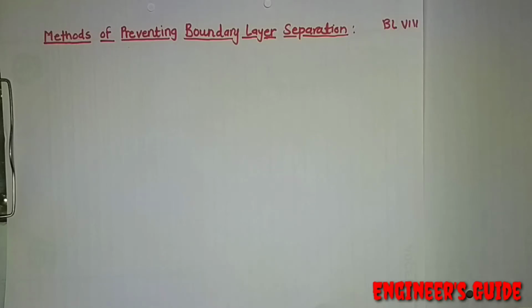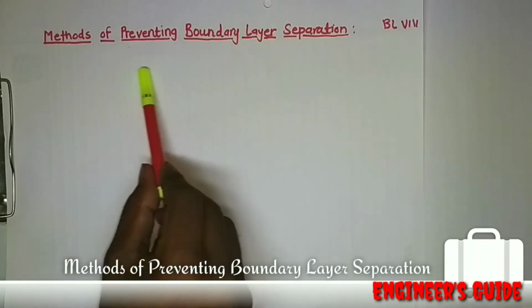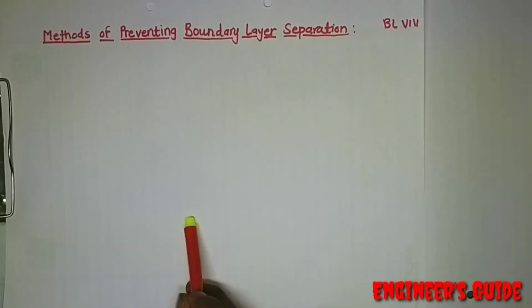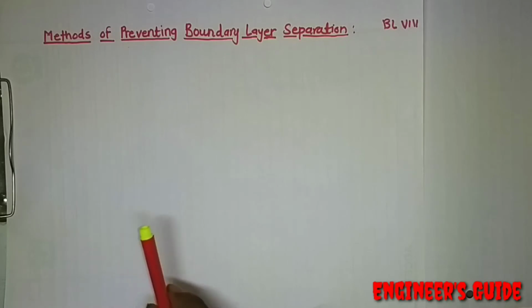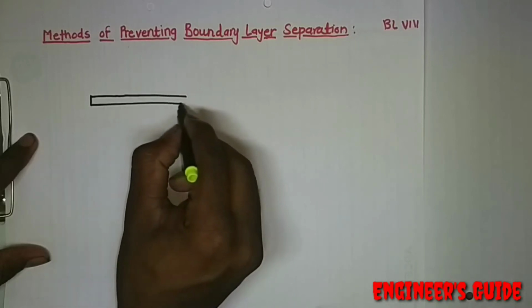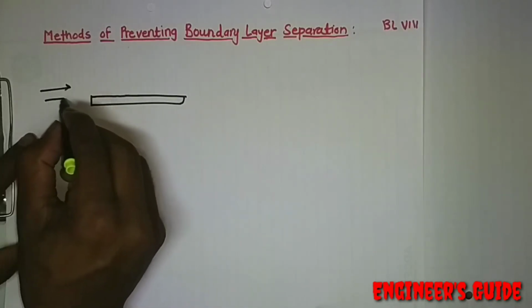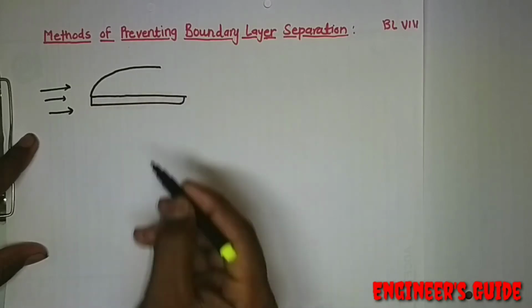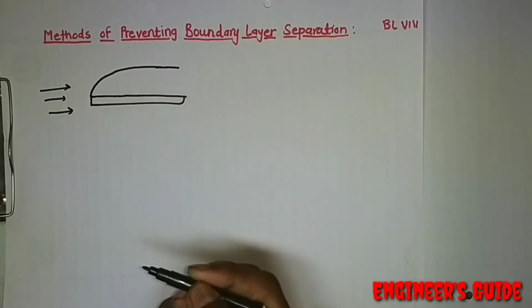Now let's start today's topic, methods of preventing boundary layer separation. Before that, if you don't know why boundary layer separation occurs, a detailed explanation is given in the previous parts. Please go through it. The link is in the description box. When an object is moving through a fluid, a boundary layer region is created, as we discussed many times.